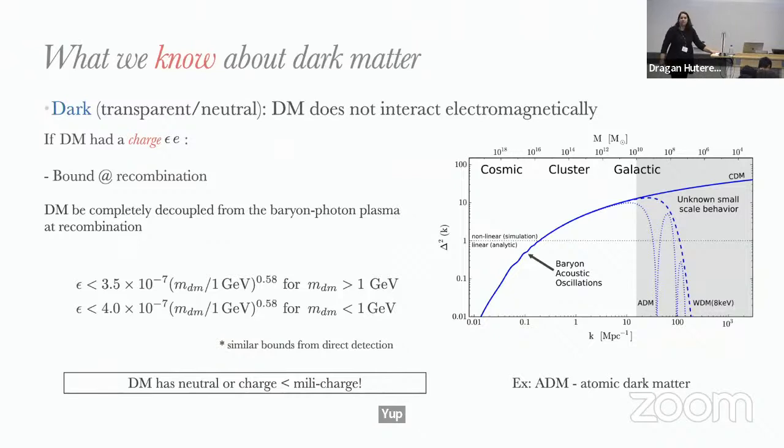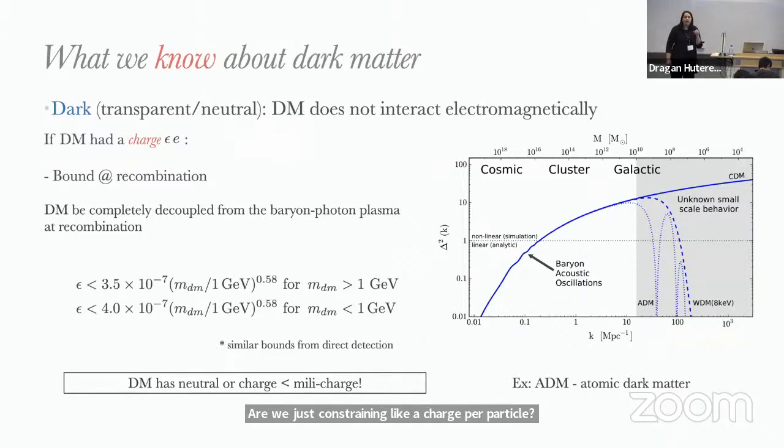And then I had a clarification question about, are we constraining the net charge of dark matter, or are we just constraining a charge per particle? This is the charge per particle.